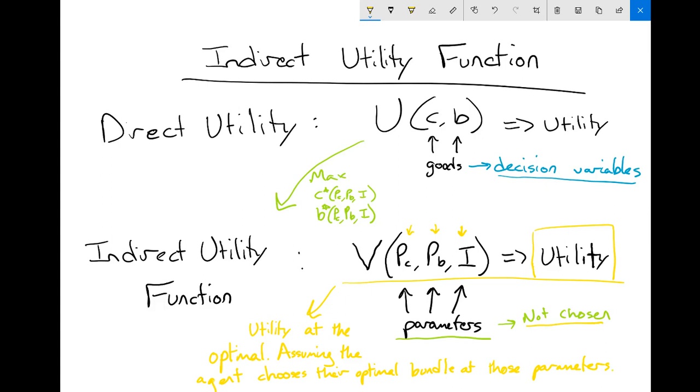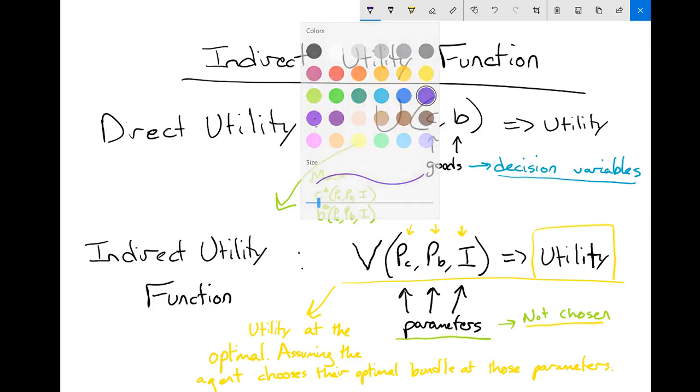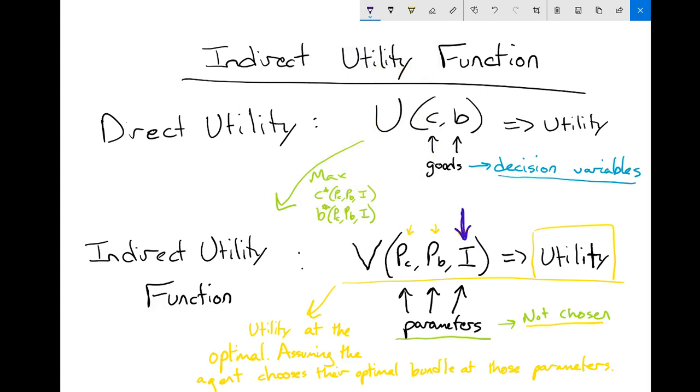Okay, so this indirect utility function is very helpful to us. We oftentimes want to, let's say, study how a change in income would affect utility. How does a change in income affect utility? Well, first we need to know what their optimal decision is. So we do the utility maximization problem.